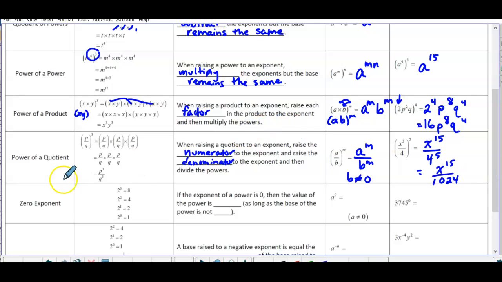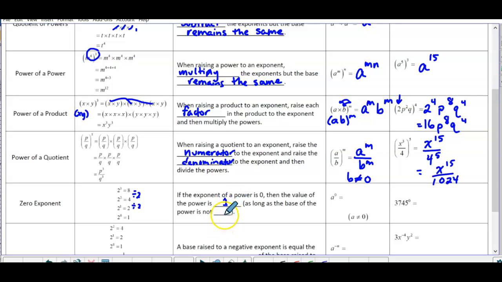Okay, 0 exponent. We can figure this out a couple of different ways, but by patterns, you can see that we know 2 cubed is 8, 2 squared is 4, 2 to the 1 is 2, so each time we're dividing by 2. And that's reducing our exponent by 1. So 1 minus 1 is 0, 2 divided by 2 is 1. So if the exponent of a power is 0, then the value of the power is 1.